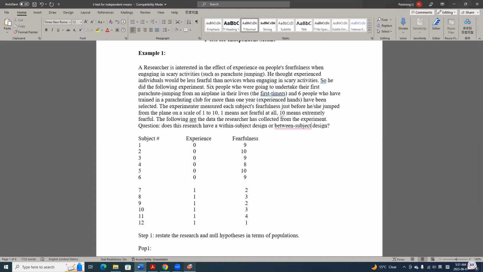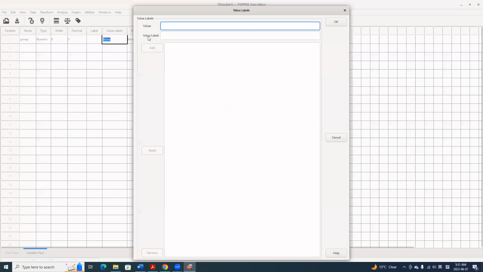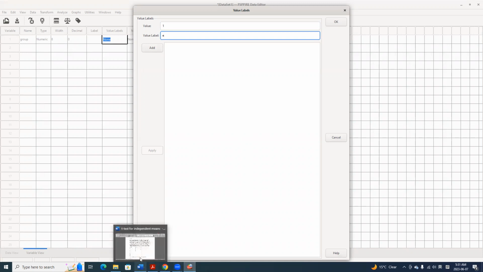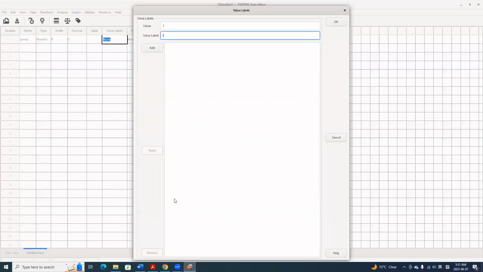Let's do the PSPP test. So we have 2 groups, one group is experienced. The first variable is group. Group 1, is group 1 experienced or inexperienced? Inexperienced, more fearful. Group 2, experienced.